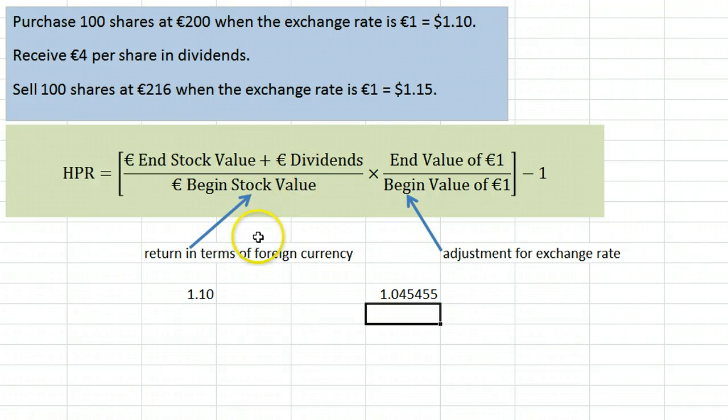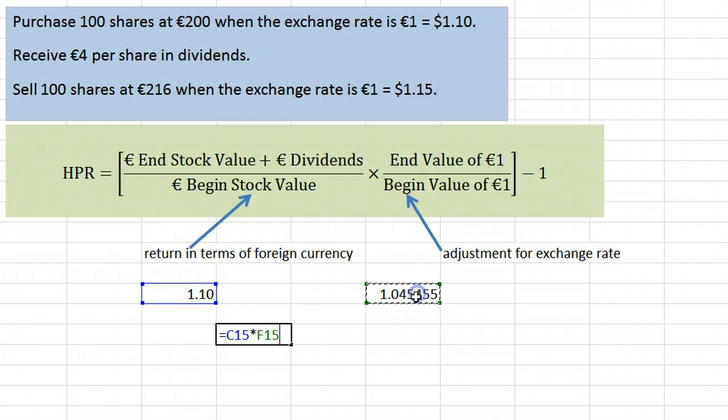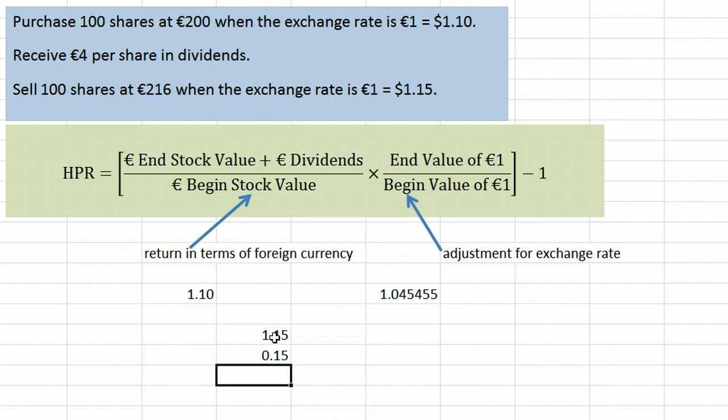Getting back to our formula here, we have the 1.10 and the 1.045. The formula says to multiply these two things together. And then it says to subtract 1. So if we take that and subtract 1, it gives us our answer, 0.15 or 15%.